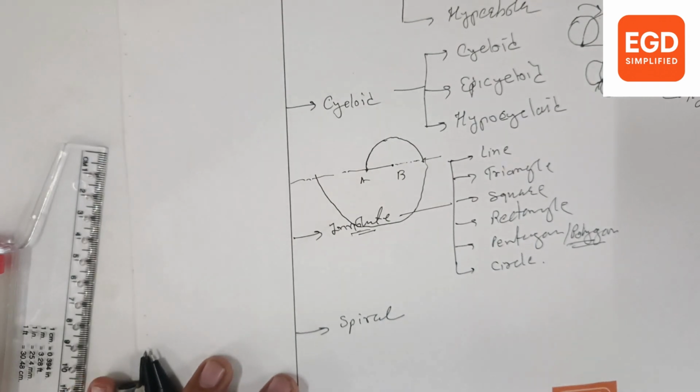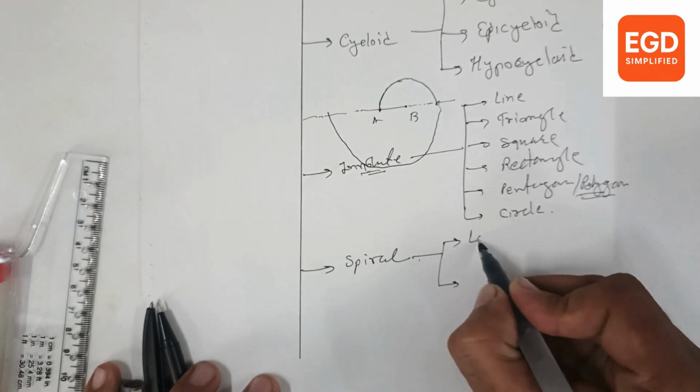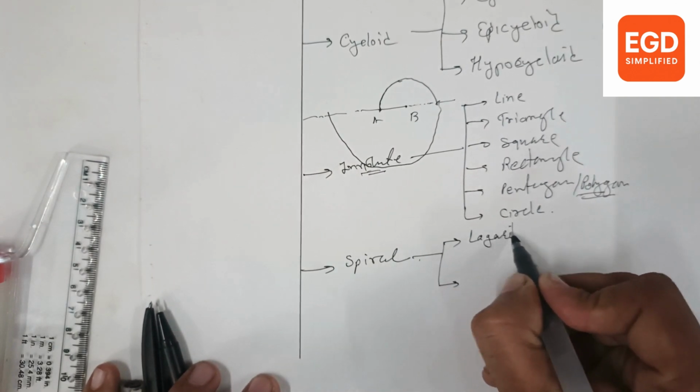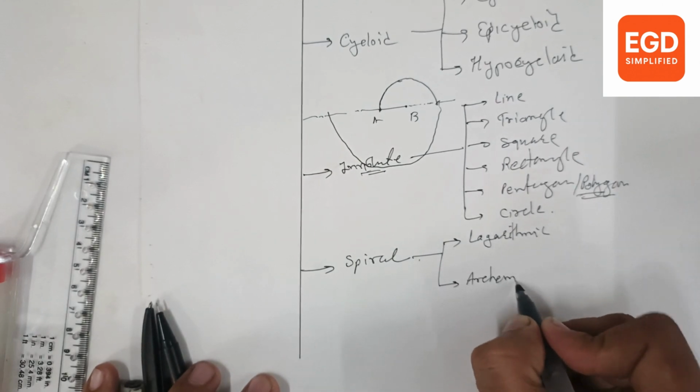Okay, next one is spiral. There are two types of spiral. One is logarithmic and another is Archimedean.